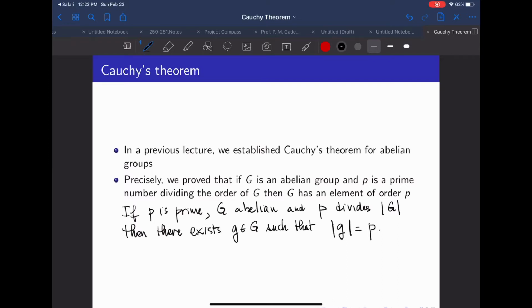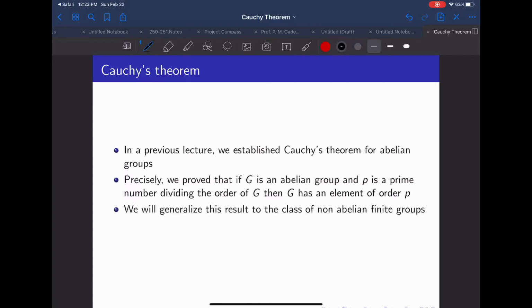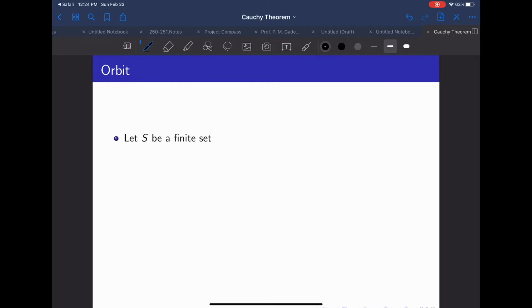Now what we'll try to do is prove this when we replace G with just any group. This result is actually true when G is not abelian as well. Right, so again, we'll generalize this result to the class of all non-abelian groups. But before we get to that point, this requires some work. So, as a starting point, we'll talk about the concept of an orbit.